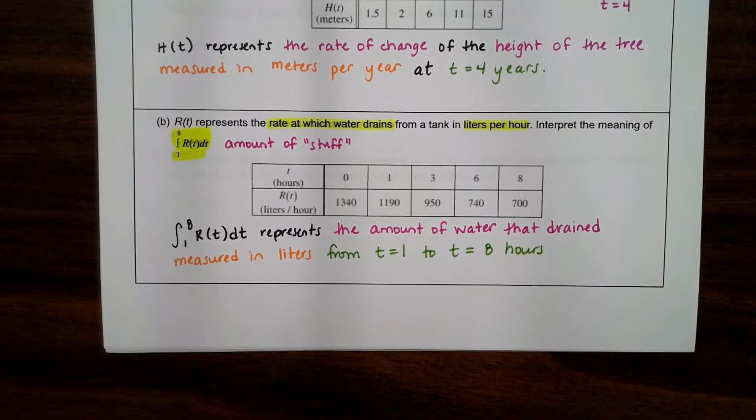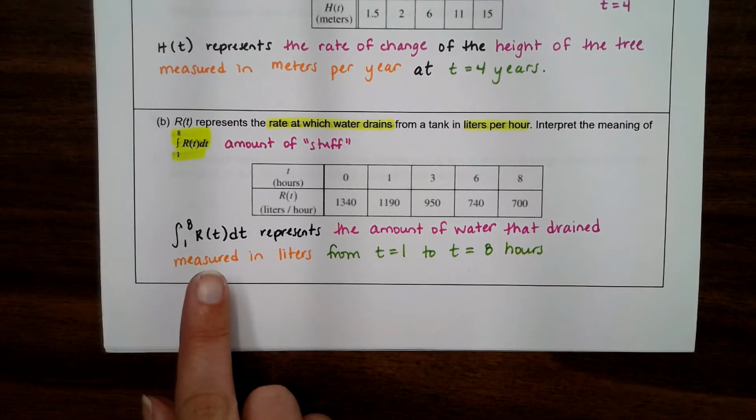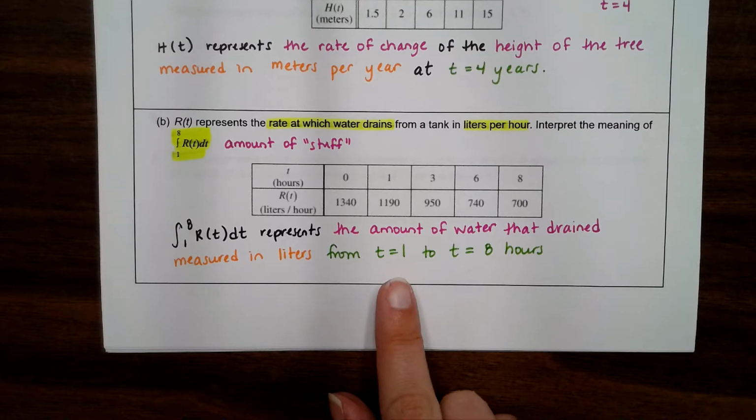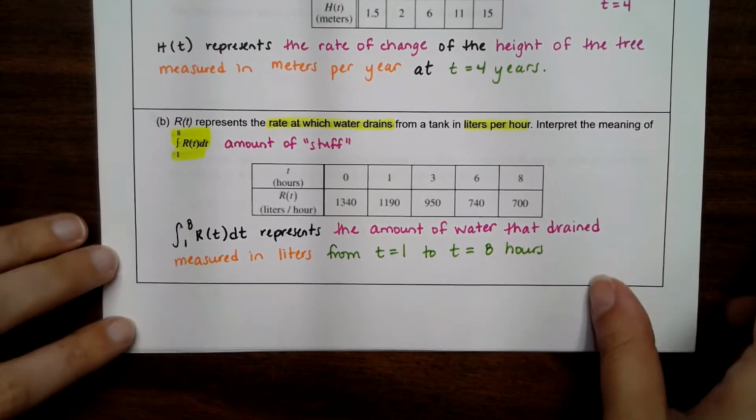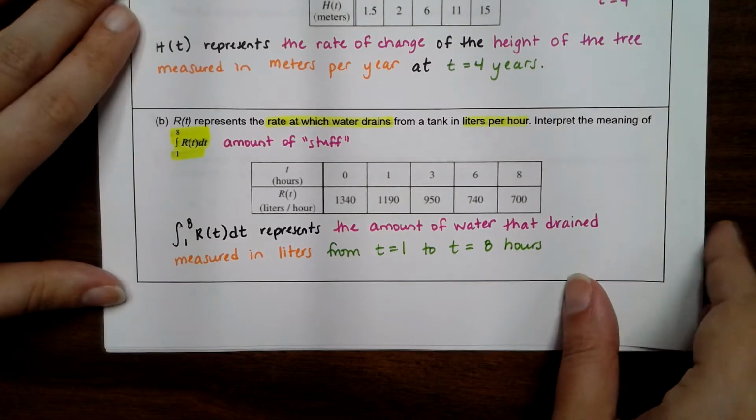So as you can see, we've got the noun, the amount of water that drained, the units measured in liters, and the time from t equals 1 to t equals 8 hours. All right, now that we've done that as prep work, here's the new big idea.